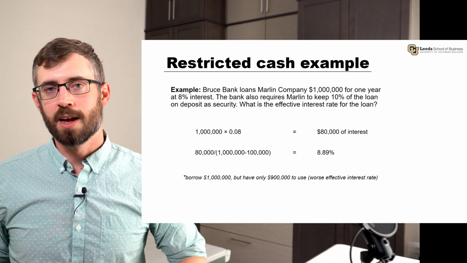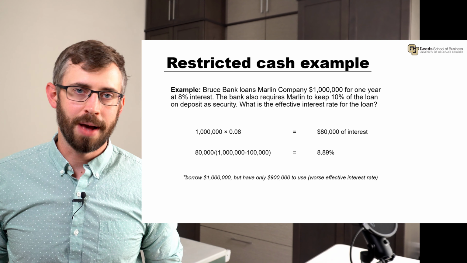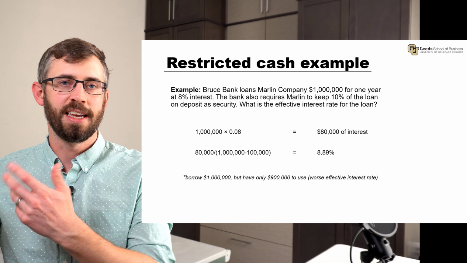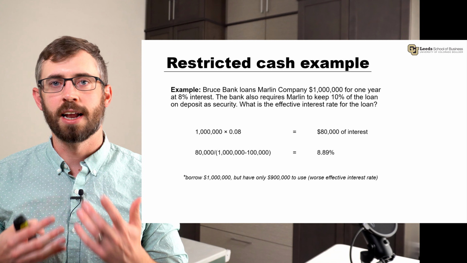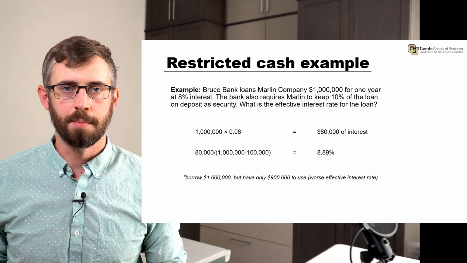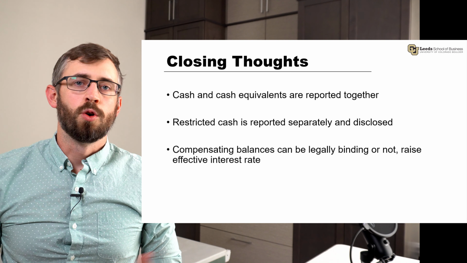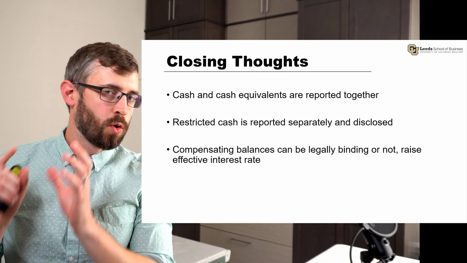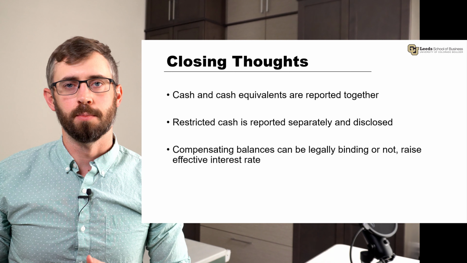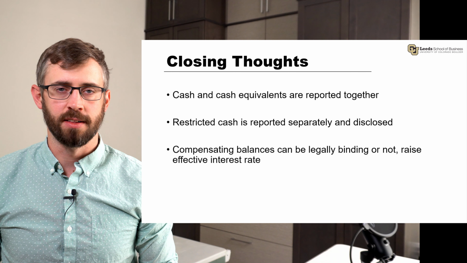Now, why the borrowing company would still do this compensating balance arrangement versus borrowing less money at a higher rate, who knows? But it is fairly common for lending institutions to require these balances on hand. So, closing thoughts here. Our cash and cash equivalents, so things that aren't quite cash but have very, very short-term maturities, get reported together on the balance sheet.